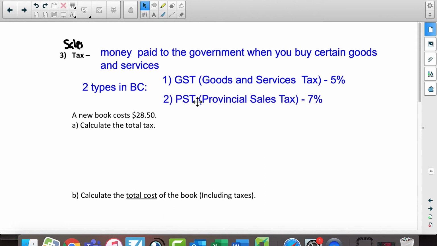Number two is the PST, the provincial sales tax. And in British Columbia, it's 7%. Now some places don't pay that. Like in Alberta, they only pay the 5% and that's it. And the Northern Territories is the same thing. So ours together, obviously, adds up to 5 plus 7, 12%. Other places go as high as 15% in Canada.